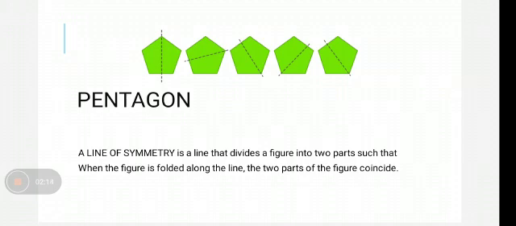So the first line of symmetry is the vertical line. It is dividing the pentagon into two. The second line is also dividing it into two equal halves. Third, fourth and fifth line. So in a pentagon there are 5 lines of symmetry, each of which is dividing the figure into two equal halves.